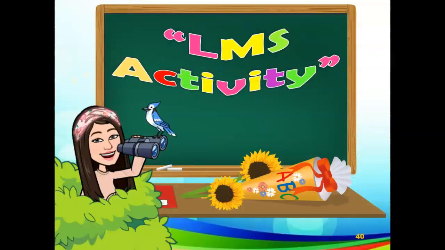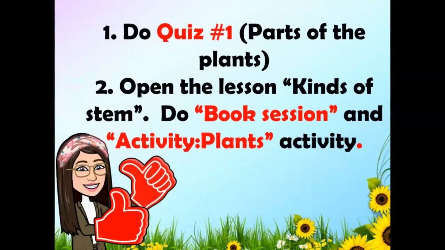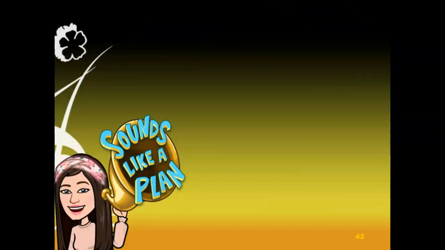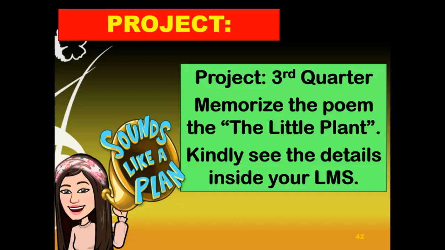Now, for your LMS activity, first, you have to answer quiz number 1, parts of the plants. Once you are done answering quiz number 1, you have to open the lesson, kinds of stem, and do book session and activity plans. For your project, you have to memorize the poem entitled The Little Plant. Kindly see the details inside your LMS.